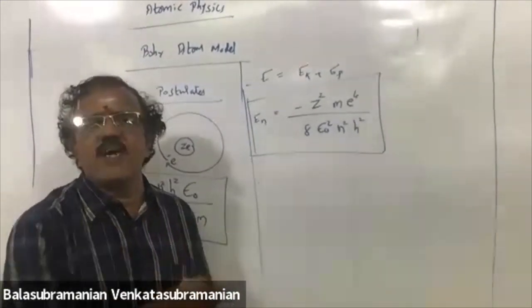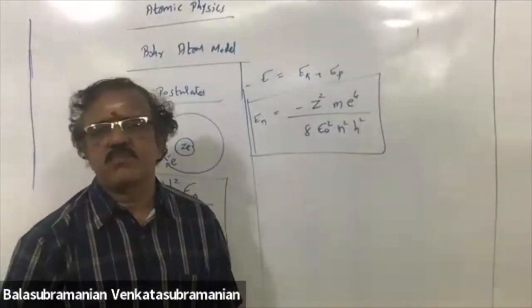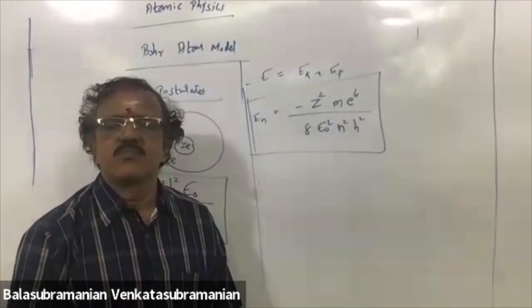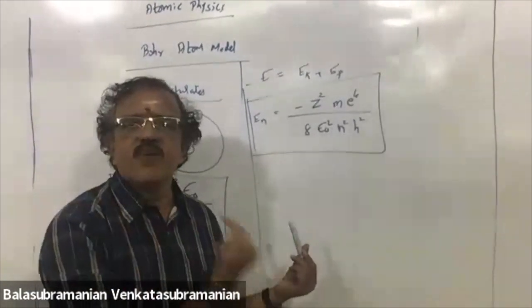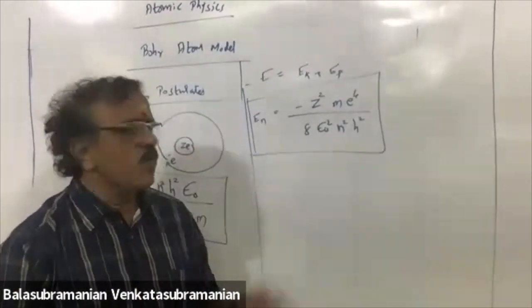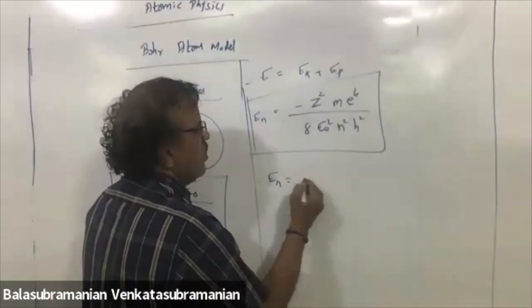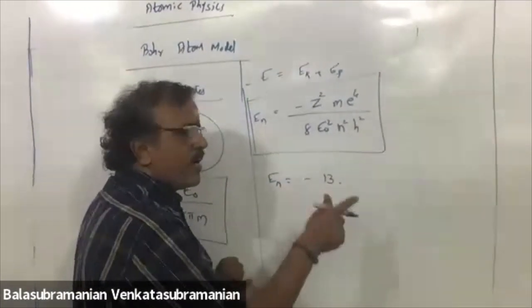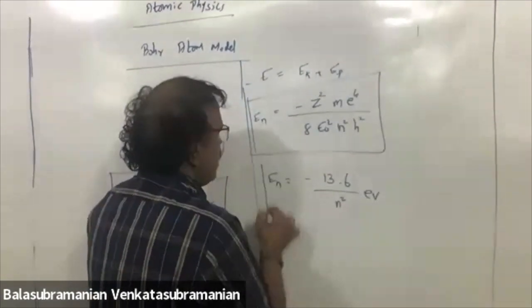Sir, why negative value? Electrons are bound to the nucleus. Always, the charge of the electron is negative, and it is bound to the nucleus. Always when it is revolving, it is bound to the nucleus. So minus. Substitute the values, you will get the answer in joules. Electron volt you have to convert: minus 13.6 by n square electron volt.